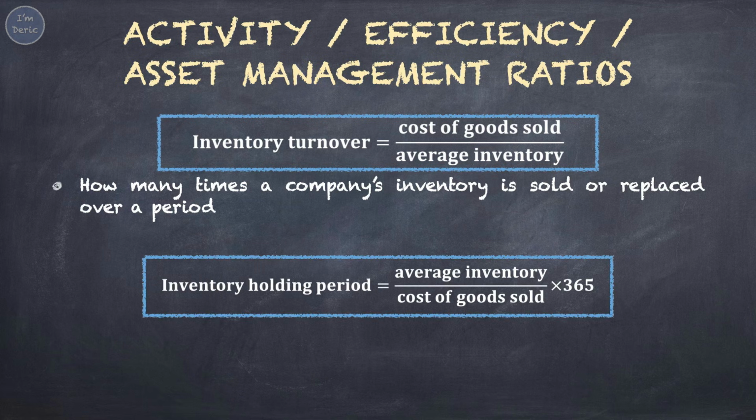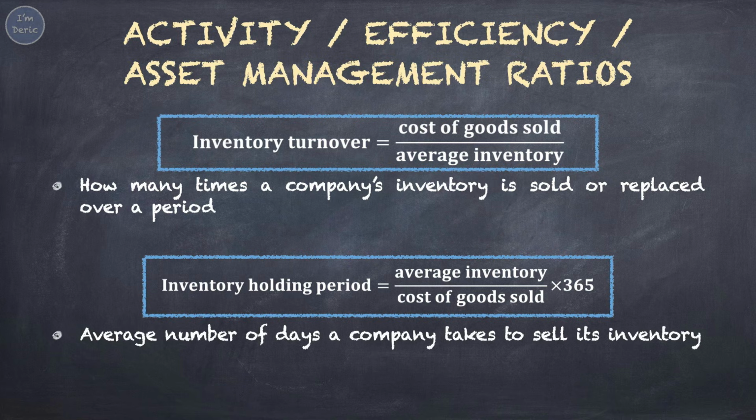Another alternative is to convert the inventory turnover to inventory holding period. It is calculated by taking average inventory over cost of goods sold times 365 days. Inventory holding period shows the average number of days a company takes to sell its inventory. The shorter, the better. Keeping the stock for too long may cause the products to become obsolete. People would not be interested in buying outdated products.